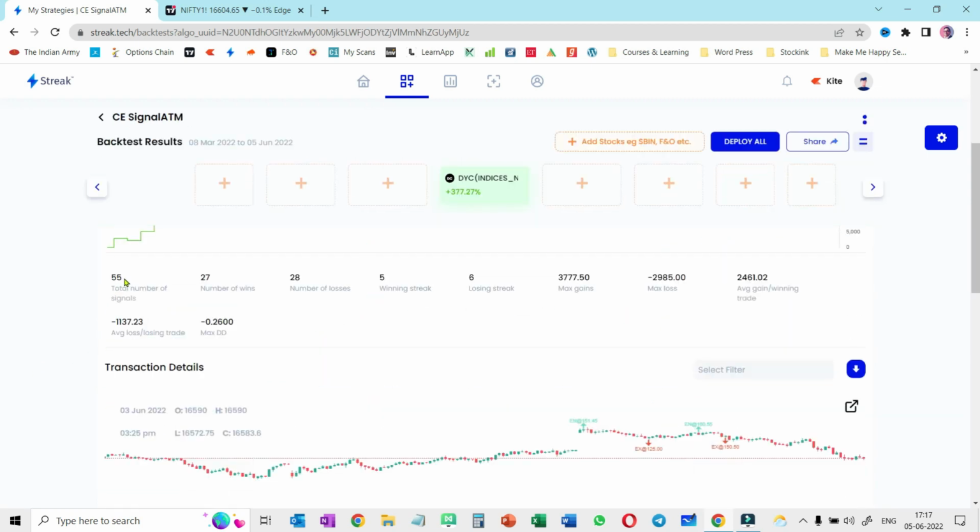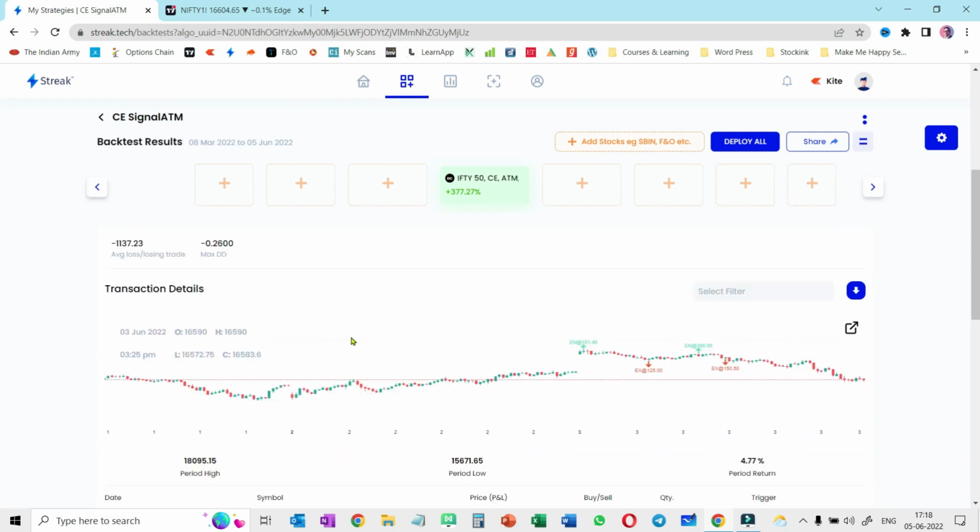Now there were 55 signals, out of which 27 are win and 28 are loss. Now you may think there is a high number of loss, but trading is never without stop losses. One needs to remember that. But you need a setup in which when you earn, you earn very well, and when you lose, you lose very little. So if you see, my average loss is only 1,137, where my average gain is 2,461. Now why I am so comfortable with this is because when it wins, it gives me good returns.